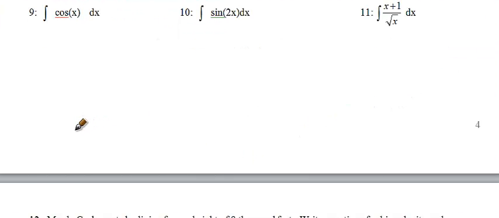Okay, so what I would say is if you see a cosine or a sine, think about derivatives. The derivative of sine is cosine. The derivative of cosine is negative sine. So the antiderivative of cosine is probably going to be sine.